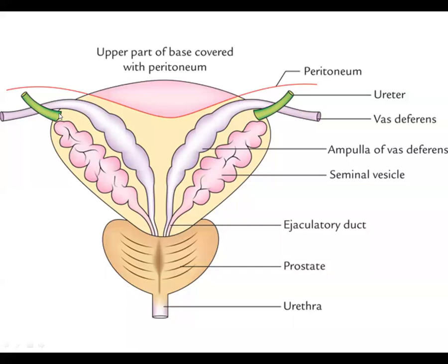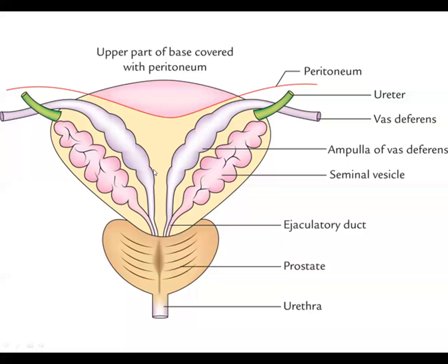So this duct will open in the prostatic urethra. And on the lateral side of this posterior surface, you can see there is the opening of the ureter. Now when the urinary bladder is empty, the distance between the two ureteral openings is nearly 2.5 centimeters. And when the bladder is full, this distance is 5 centimeters. So these are the relations of the posterior surface of the urinary bladder.